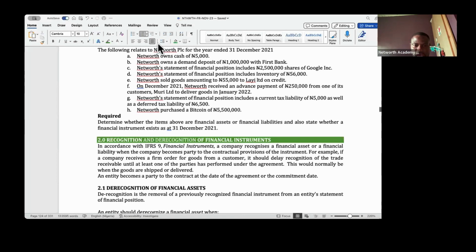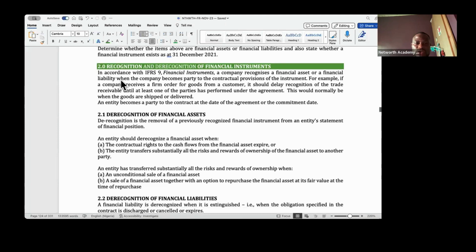Now, let's go to IFRS 9. IFRS 9 deals with recognition and derecognition of financial instruments. When we say recognition, what that means is recording or including into the financial statements. And according to IFRS 9, financial instruments, whether financial asset, financial liability, or even equity, can only be recognized when the company becomes a party to the contractual provisions of the instrument.